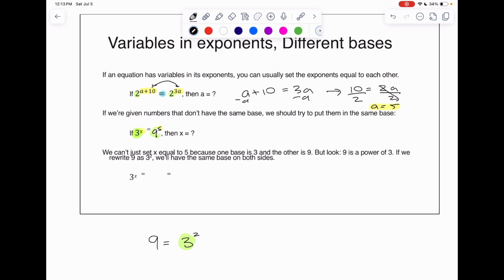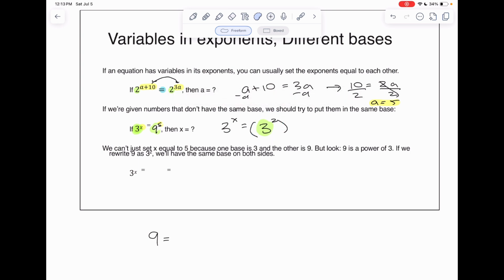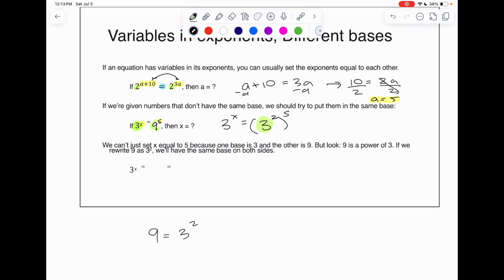So let me just rewrite this. 3 to the x equals, quote unquote, 9 to the 5. But let's write 9 in a creative way. I'm not going to write it 9 like this. I'm going to rewrite it like that. And now look what happens. That's our 9. 9 is the same as 3 squared. But it's not just 9, it was 9 to the 5th power, right? It was 9 to that 5th power.